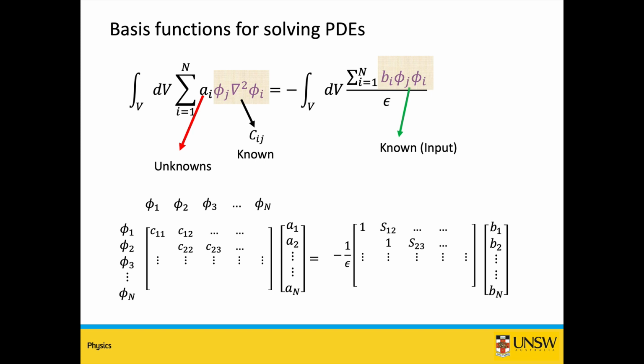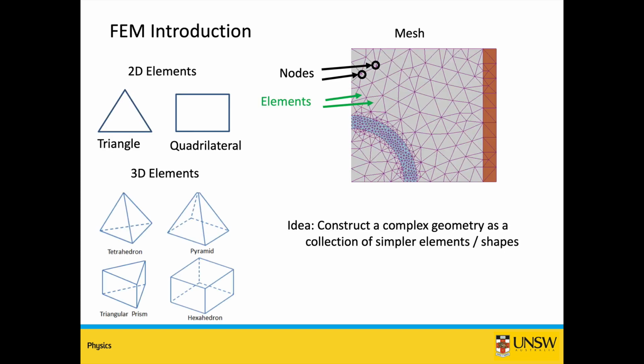And now let me go to the finite element method. The finite element method uses these basis functions, but the basis functions are primarily shape functions. For example, in 2 dimensions, they can be triangles or quadrilaterals or anything else, as long as it is a 2D shape. And in 3D, you can have more complicated structures as shapes, like a tetrahedron, a pyramid, prism, or hexahedron, for example, or other types of 3D shapes.